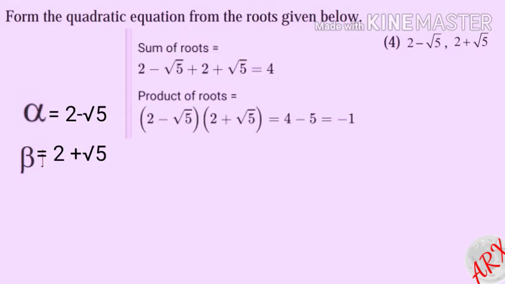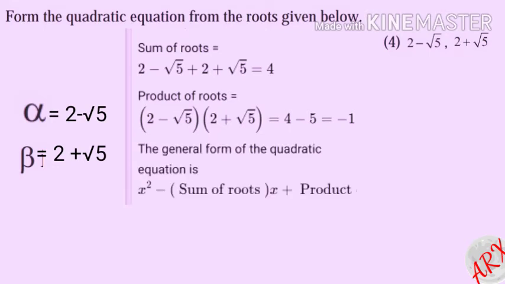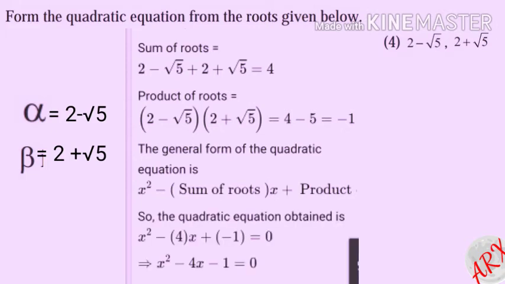Now alpha into beta, 2 minus root 5 and 2 plus root 5. So we know the formula (a plus b) into (a minus b) will be a square minus b square. So after putting values we get 2 square minus root 5 square. 2 square is 4 and root 5 square is 5. So 4 minus 5 will be minus 1. So the required quadratic equation will be x square minus 4x plus in bracket minus 1 equal to 0. So we get x square minus 4x minus 1 equal to 0.